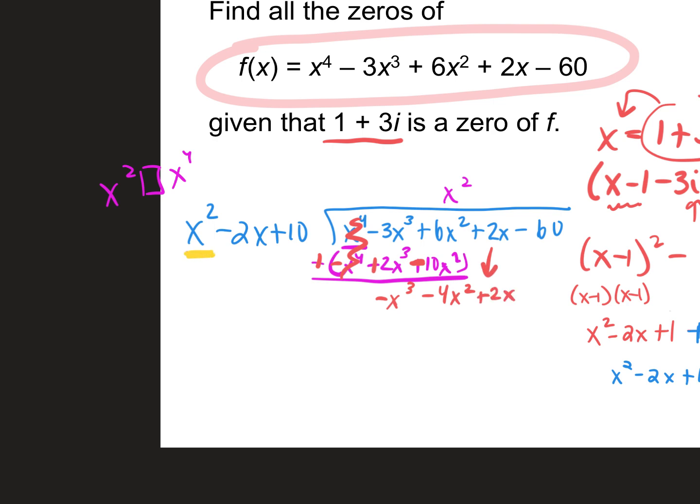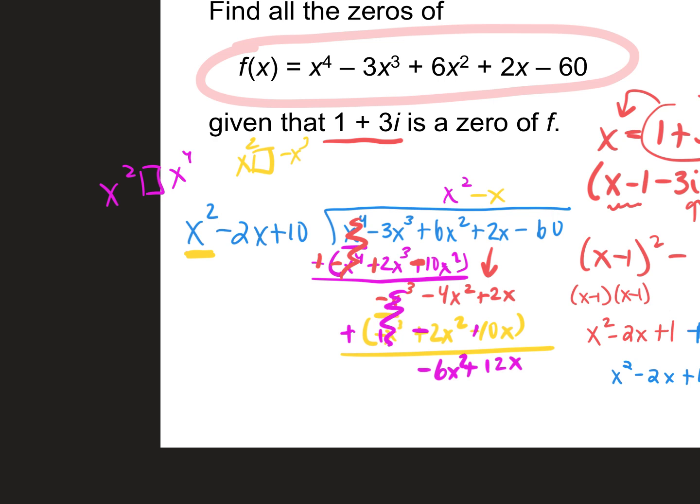So again, first term into first term. X squared times what gives me negative x cubed? Negative x. Perfect, guys. So negative x times x squared is negative x cubed. Negative x and 2x is plus 2x squared. Negative x and 10 is minus 10x. Before you subtract, what do you do? Distribute, distribute, distribute. So what's 10x plus 2x? 12x. What's a negative 4x squared and a negative 2x squared? Negative 6x squared. X cubes cancel. Bring down your minus 60.